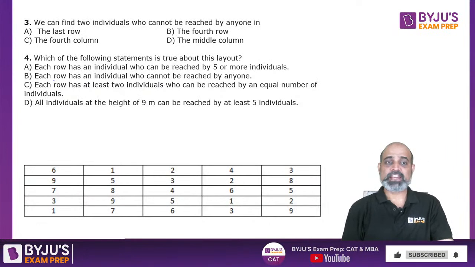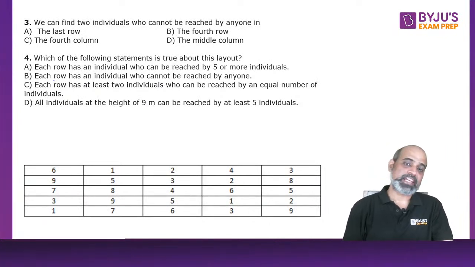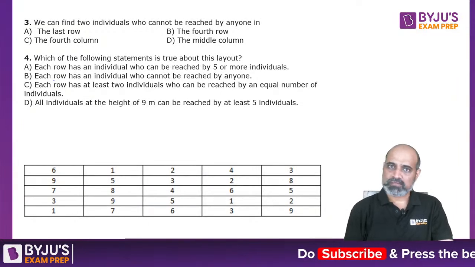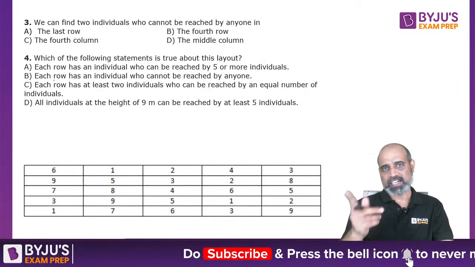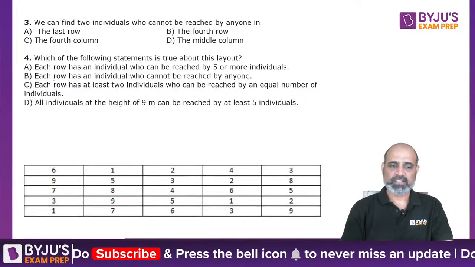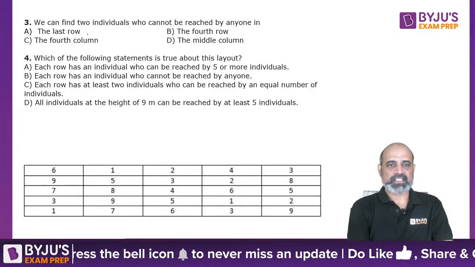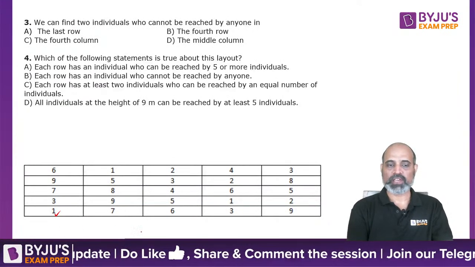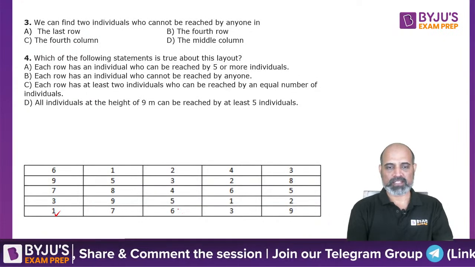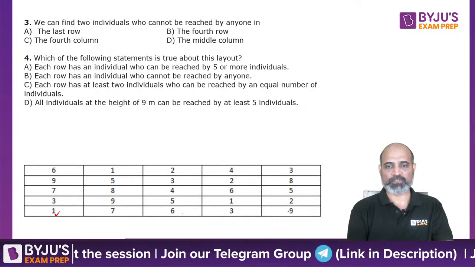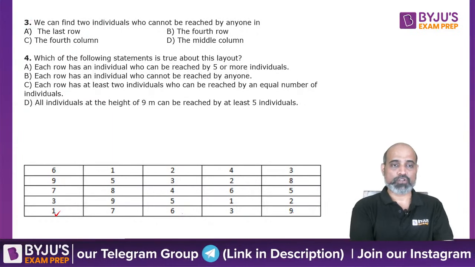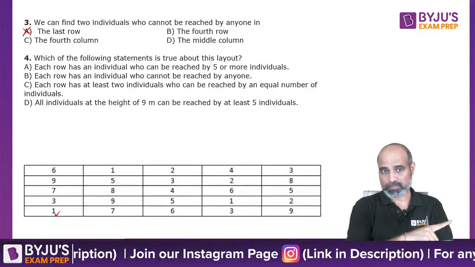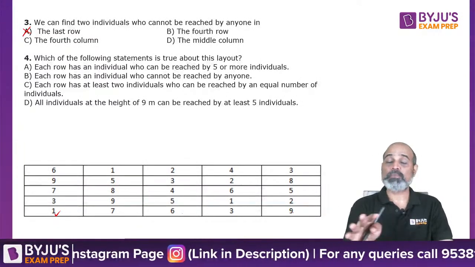Next, we can find 2 individuals who cannot be reached by anyone. So it's going to be definitely 1 and maybe some other number so that everyone has a value higher than it. So they're asking us in the last row. Last row में क्या 2 individuals मिलेंगे? एक 1 हो गया. 7 can be reached from 1, 6 can be reached from 3, 3 can be reached from 1, 9 can be reached from everyone. So in the last row, we don't find 2 individuals. We found only 1 individual who cannot be reached by anyone.